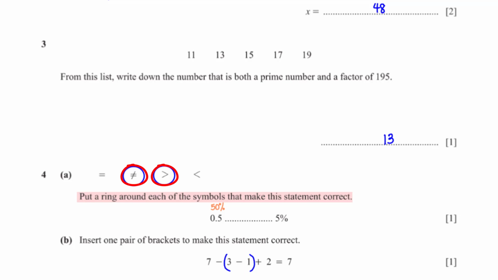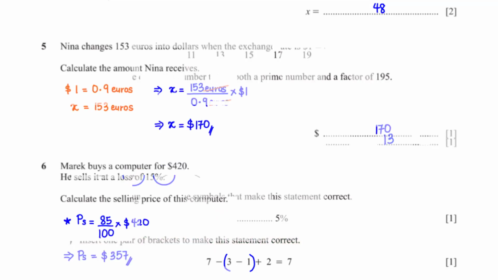Insert one pair of brackets to make this statement correct. When we put the brackets around 3 minus 1, we are able to make the given statement true.